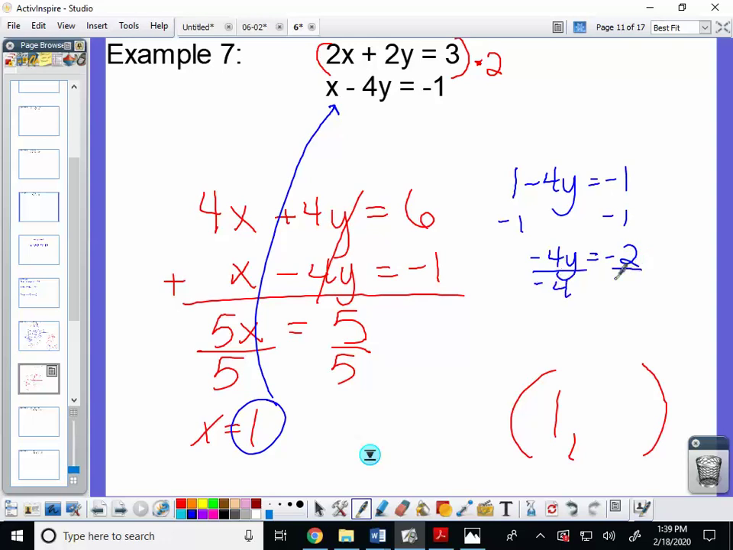Divide by negative 4. What's negative 2 divided by negative 4? 1/2 or 0.5, either one. So 1 comma 0.5. Make sure you write your solution as an ordered pair, 1 comma 0.5 or 1/2.